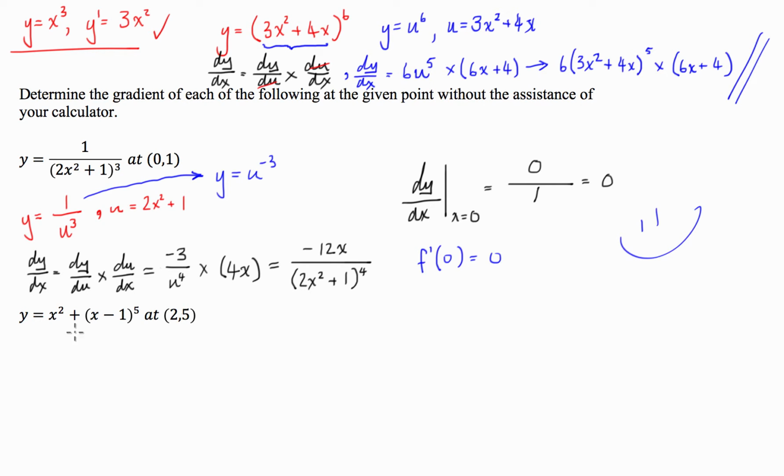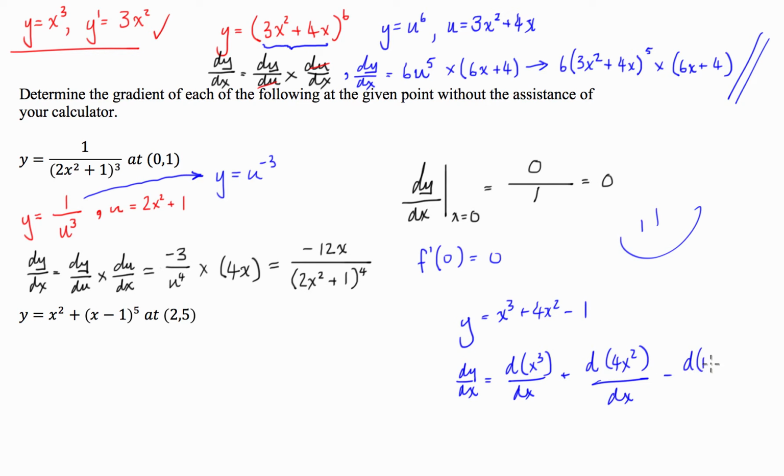Hopefully you guys are aware that this function here is a little bit different to this function, as in it's only the back bit which requires the chain rule, not the front bit. So when I have y equals x cubed plus, say, 4x squared minus 1, I do the derivative of each part separately. If I want to find dy/dx, I go d(x cubed)/dx plus d(4x squared)/dx minus d(1)/dx. So you can see that each of these I can differentiate separately, and that's just how the algorithm works.